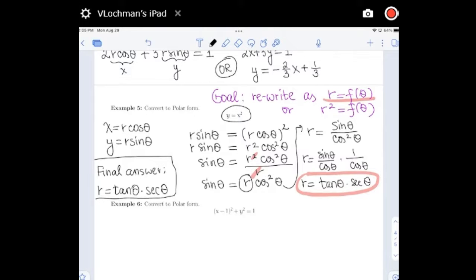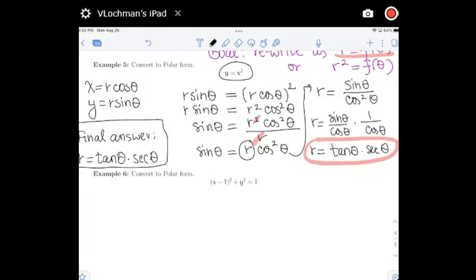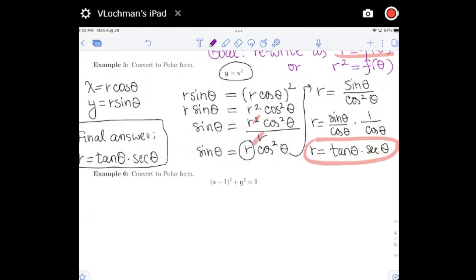Okay, let's see. Convert to polar form. Let's take a look at this example. Let's discuss this problem right here before we even start converting it. Do you guys know what that object is? Can somebody tell me what this object is? Can you tell by just looking at that equation? Let me give you a reminder. It is a circle. Good. So it is a circle. Nice.